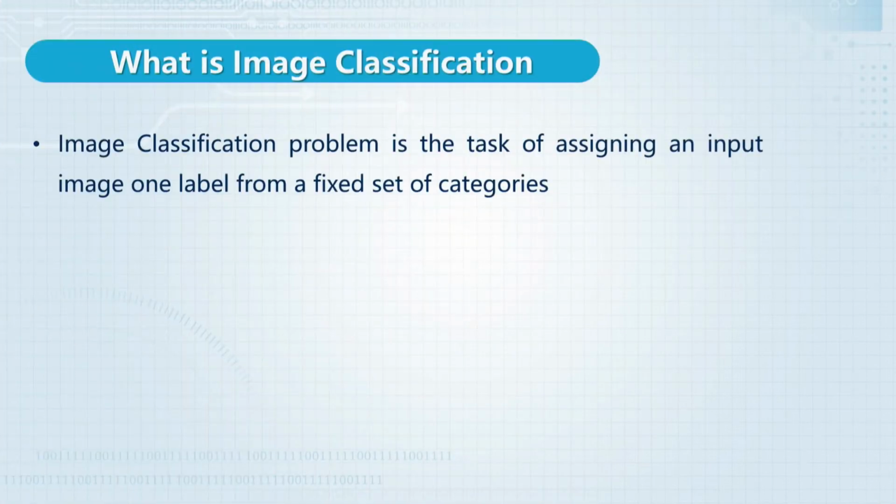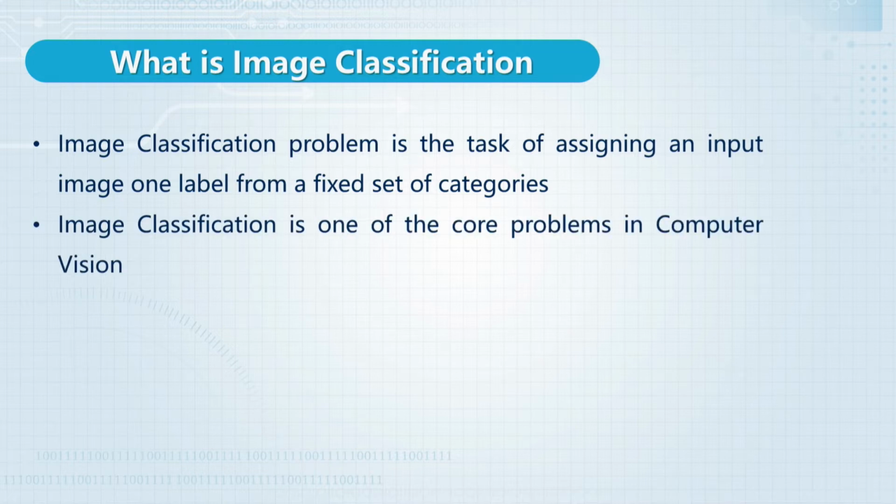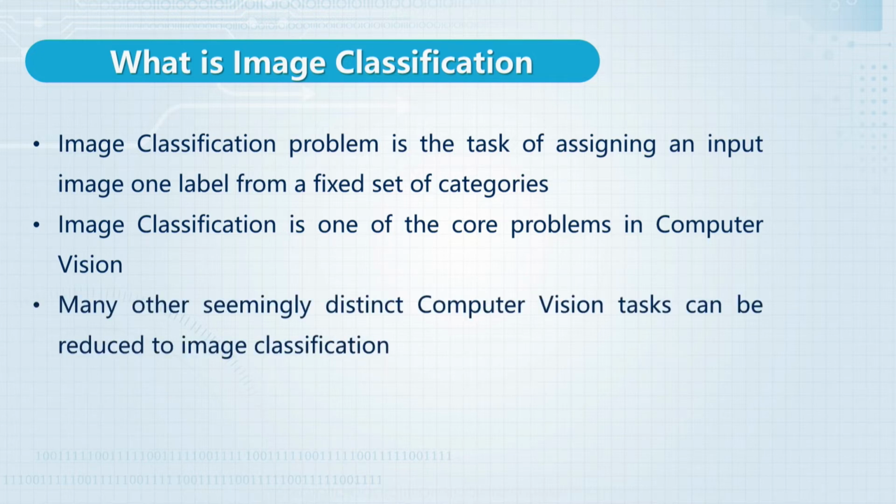In this section, we will introduce the image classification problem, which is the task of assigning an input image one label from a fixed set of categories. This is one of the core problems in computer vision that, despite its simplicity, has a large variety of practical applications. Moreover, many other seemingly distinct computer vision tasks, such as object detection and segmentation, can be reduced to image classification.